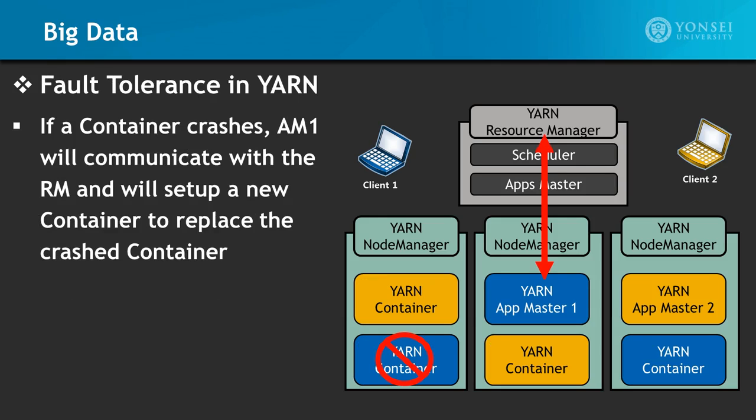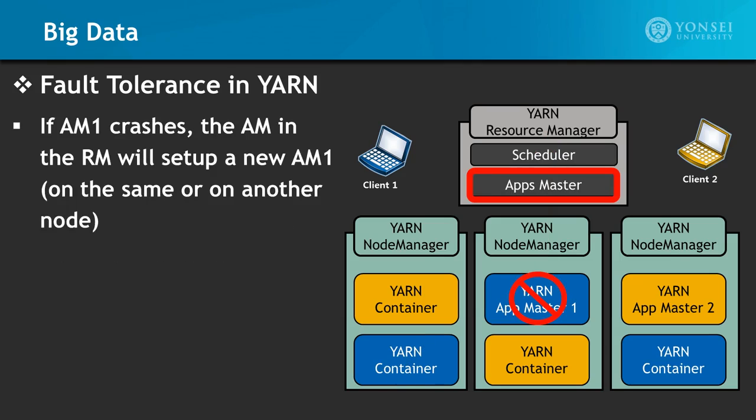For fault tolerance in YARN, if a container crashes, app master 1 will communicate with the resource manager and will set up a new container to replace the crashed container. If app master 1 crashes, the apps master in the resource manager will set up a new app master 1 on the same node or a different node.